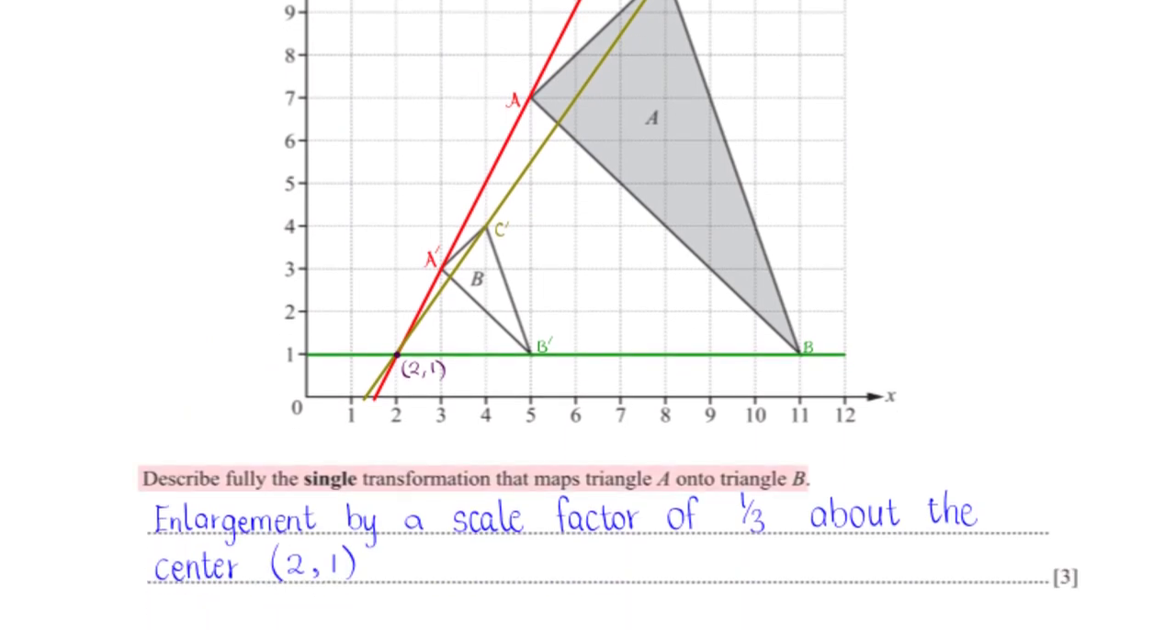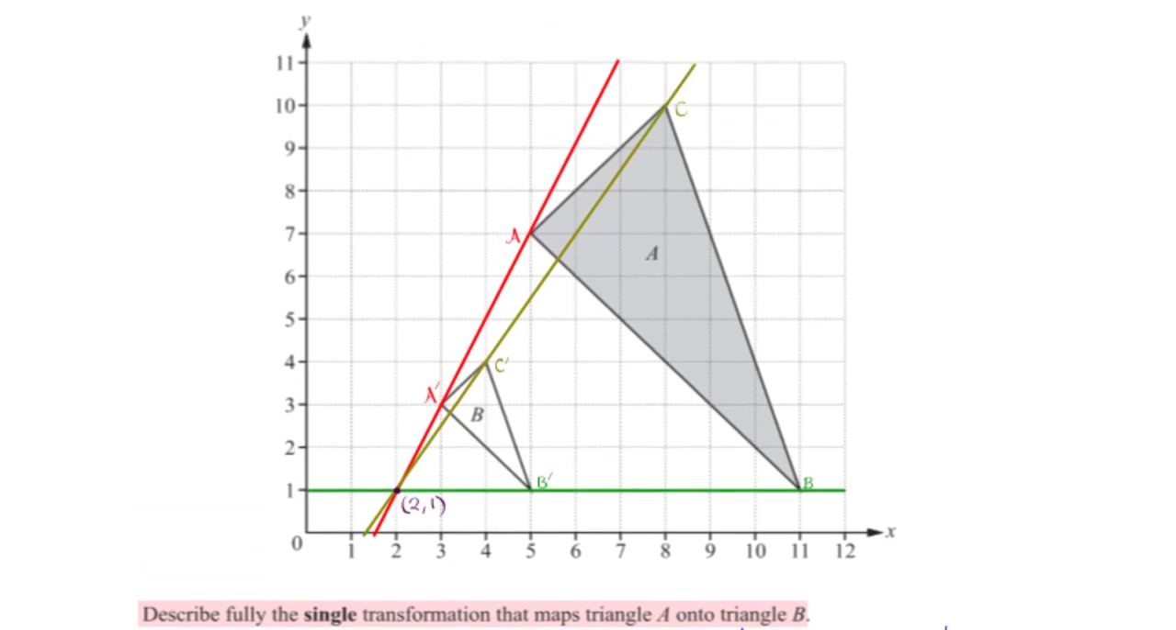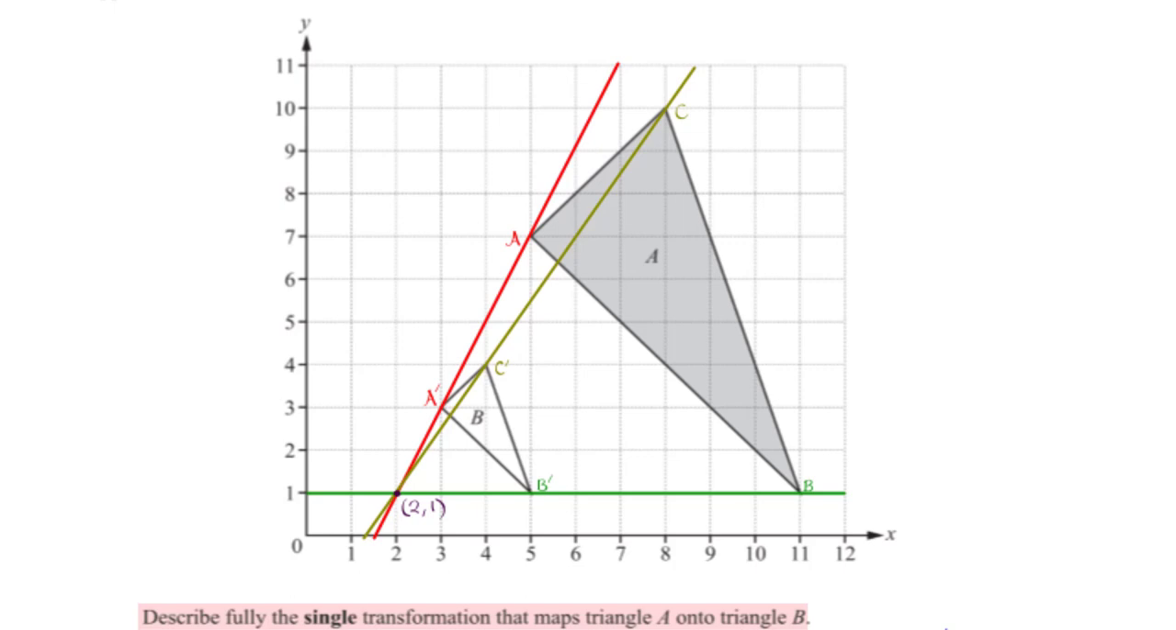Describe fully the single transformation that maps triangle A onto triangle B. When we look at both triangles A and B, we can straight away tell that this is an enlargement by a scale factor of 1 over 3. The next thing is to find the center of enlargement.